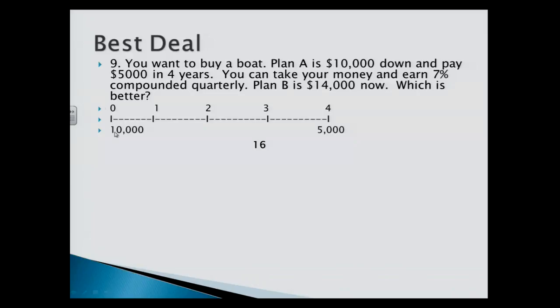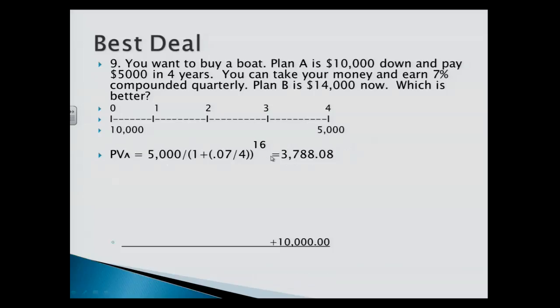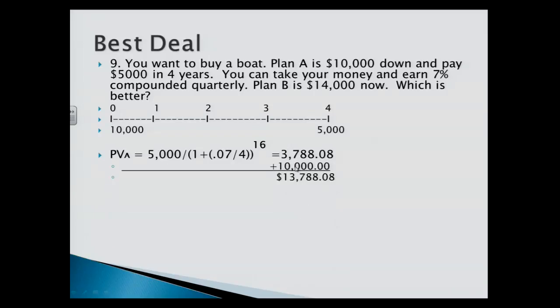So here we have $10,000 down, and we can pay $5,000 in 4 years. So we've got to find the present value of the $5,000. The present value of $5,000 is $3,788.08. Well, we've put down $10,000, so we're going to add $10,000. So Plan A only cost me $13,788.08.